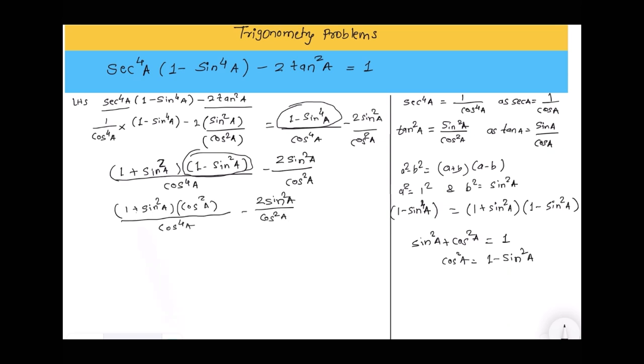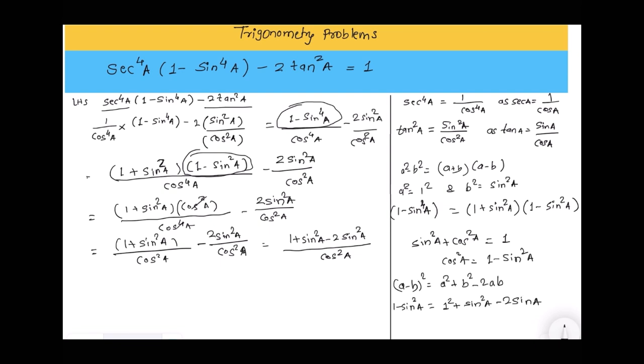We get 1 plus sine square A into bracket cos square A upon cos raised to 4A minus 2 sine square A upon cos square A. Cancelling out cos square A with cos square A, we get 1 plus sine square A upon cos square A minus 2 sine square A upon cos square A. Now since base is similar, we can simplify this as 1 plus sine square A minus 2 sine square A upon cos square A. Now I want to focus you on this term 1 plus sine square A minus 2 sine square A.